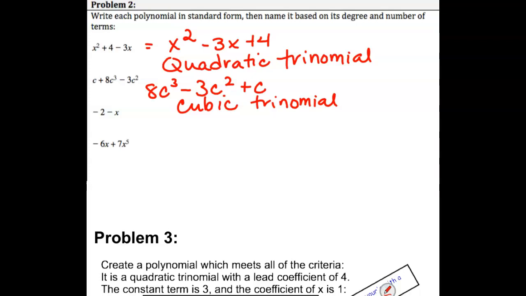All right, negative 2 minus x. Which one is going to go first? The x piece? So we're going to take the negative x first, and then the negative 2. Okay? What is the highest power? A 1. So we would say it's degree 1, which means we call it linear. And it has how many terms? 2, so it is a binomial.